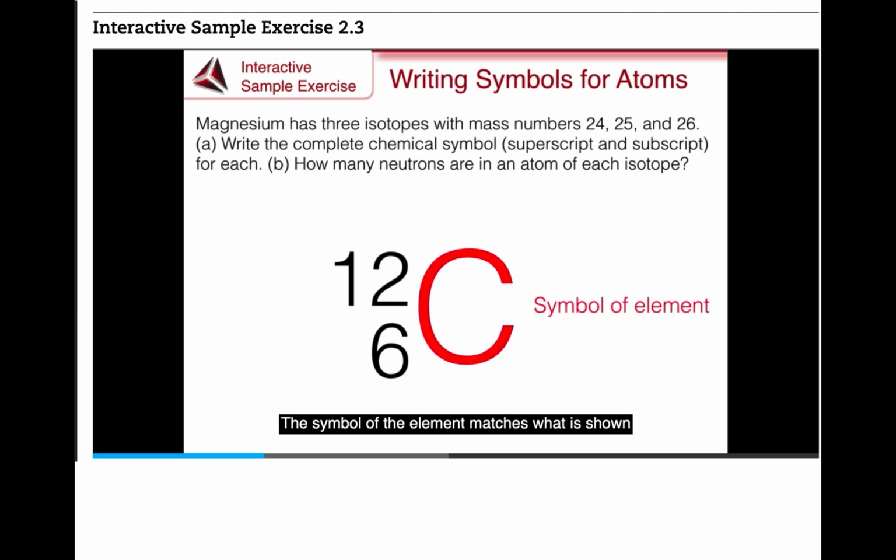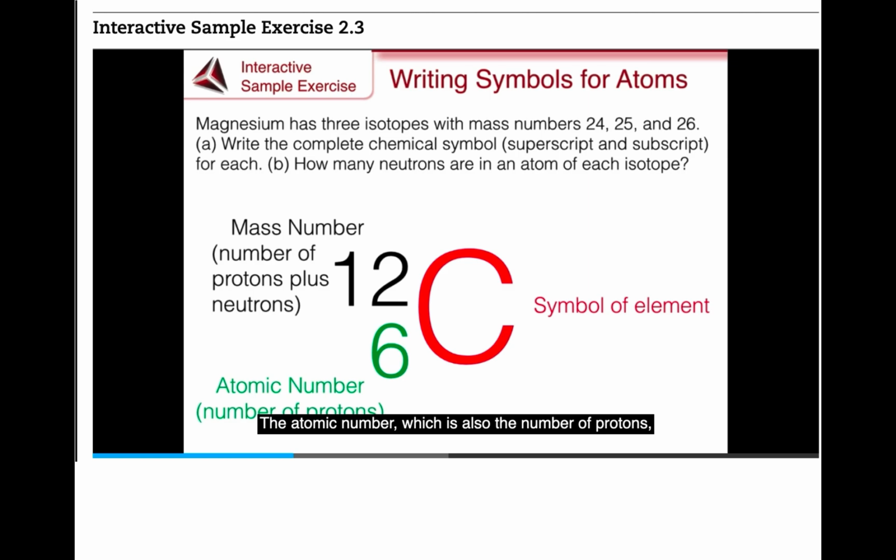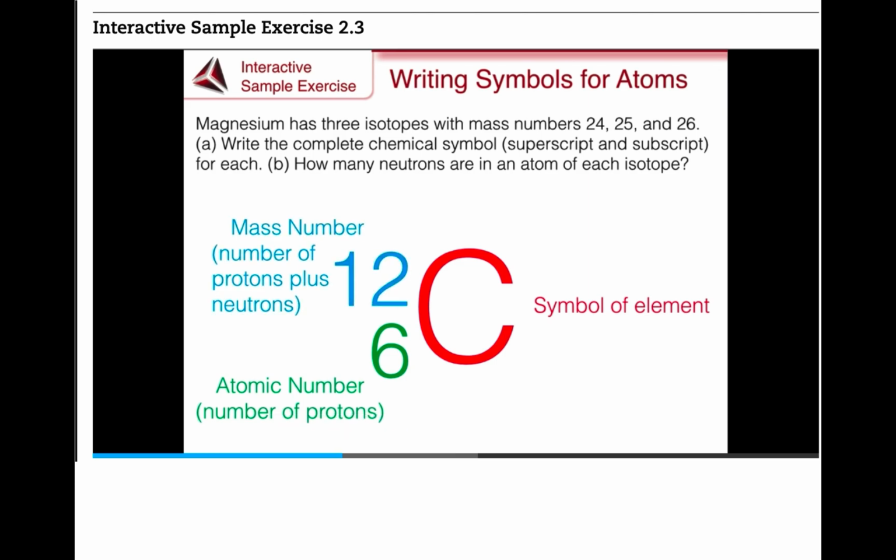The symbol of the element matches what is shown in the periodic table. The atomic number, which is also the number of protons, is indicated by the subscript. Because all atoms of a given element have the same atomic number, the subscript is redundant and often omitted. The superscript, called the mass number, is the number of protons plus the number of neutrons in the atom. We generally use the notation with superscripts only when referring to a particular isotope of an element.